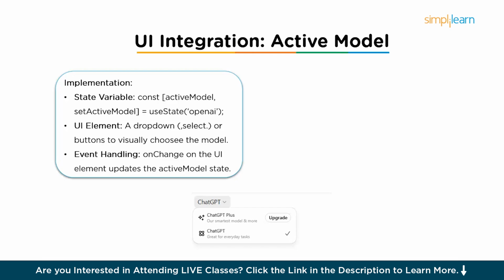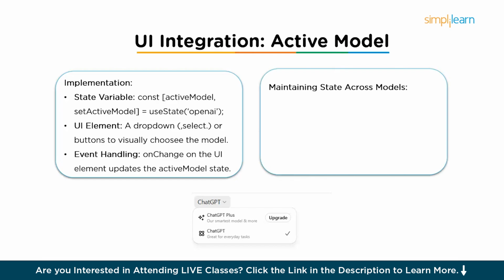Next, we have to consider maintaining state across the models. The most important aspect here is that the conversational history needs to be consistent regardless of the LLM used for the next turn. Even if you switch from a GPT model to a Gemini model mid-conversation, the new LLM needs to receive the entire preceding conversation context to maintain coherence. Your application's logic is responsible for compiling this full history.